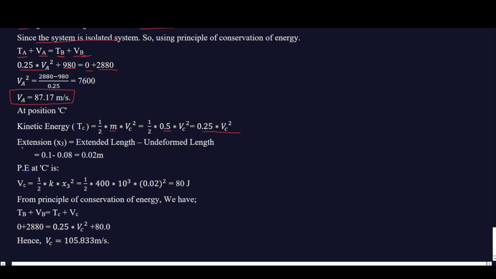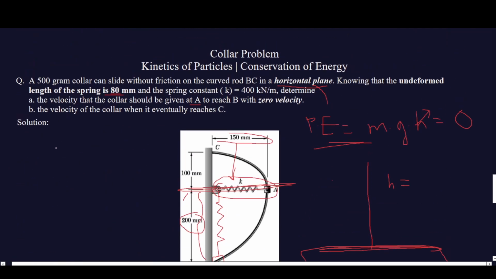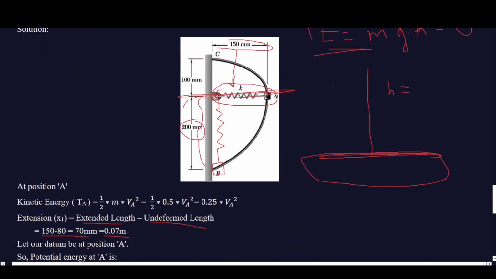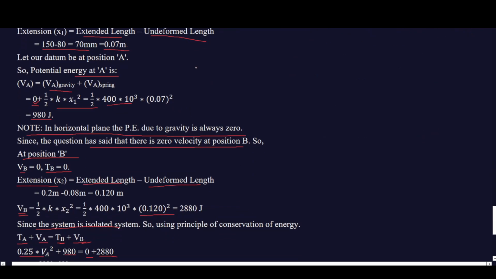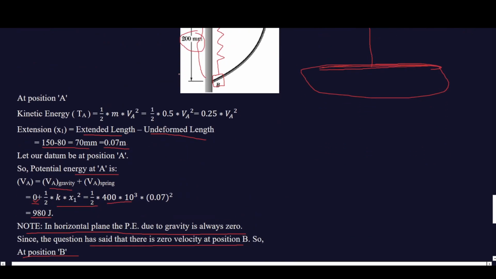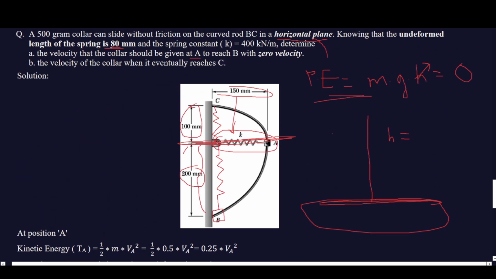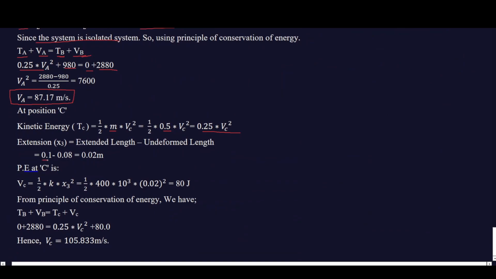Likewise, we again have to calculate the extension produced when the collar is at position C. The extended length of the spring from this reference point when the collar is at position C is equal to 100 mm, but the undeformed length is 80 mm. So for the extension we subtract 100 mm minus 80 mm, where 100 mm is 0.1 meter and 80 mm is 0.08 meter. So we obtain the extension as 0.02 meter.